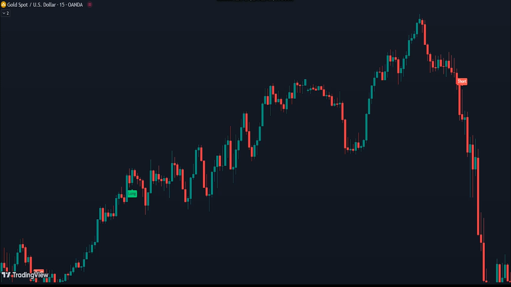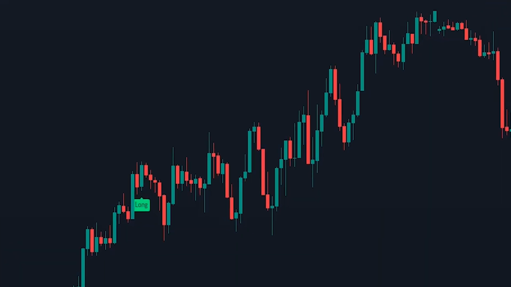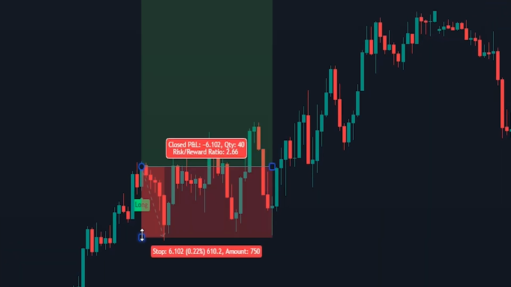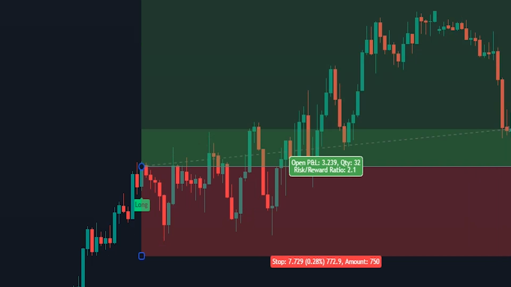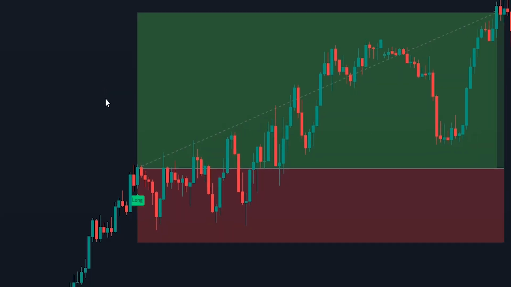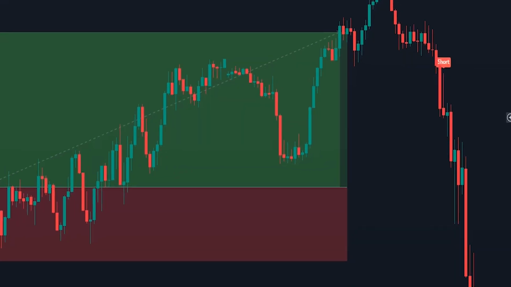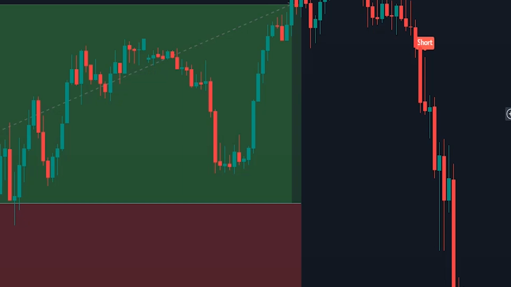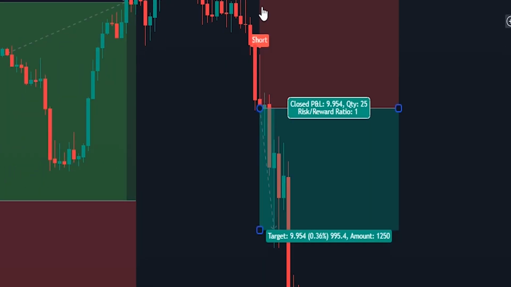Entry points. As you can see, since this indicator marks entry points and signals, we can know where to buy or sell. For example, here it gave us a buy signal, and we could have entered a buy position and made that profit. A little later, it gave us a sell signal, and we could have entered a sell position and made that attractive profit.